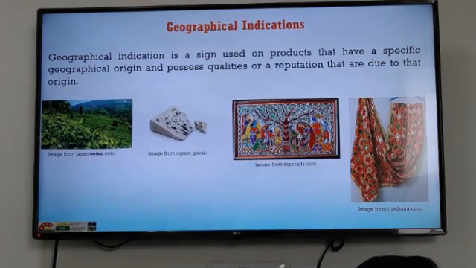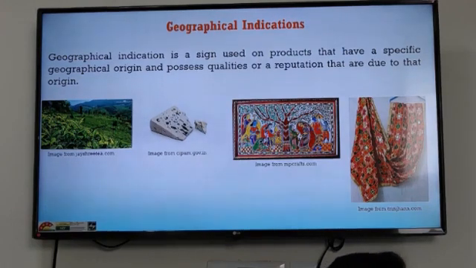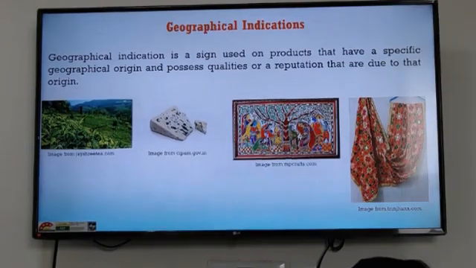So a GI mark is something that is used on products that have a geographical origin, and they possess qualities or reputation which are due to that origin. Now, essentially what I'm saying here is that when you talk about a product as coming from a particular place, now you've got examples here on the screen of Darjeeling tea.